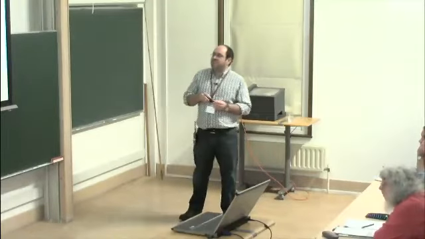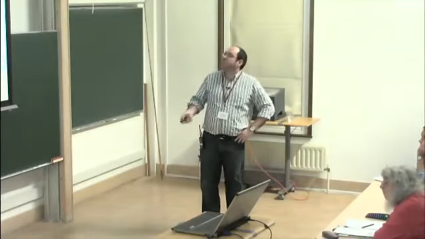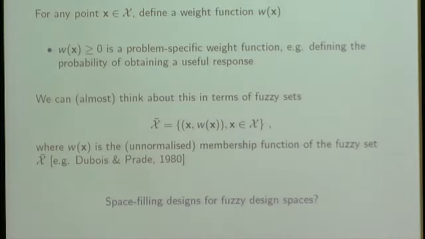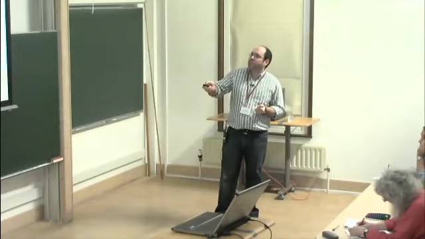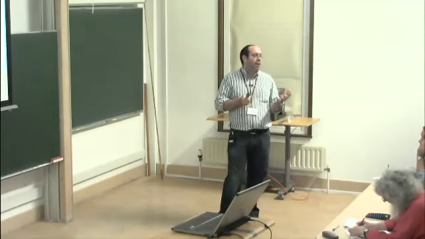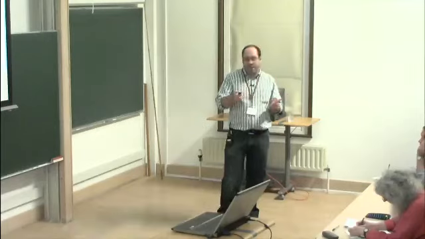Something I've been trying to think about recently is I think we can almost think about this in terms of a fuzzy set, where if our design region is curly x, then we can have a fuzzy set which takes the elements of curly x along with our weight function, which would be the unnormalized membership function for the fuzzy set, and then I think we can think about this as doing space-filling designs for fuzzy design spaces, which might be an interesting way of thinking about the problem. But however we think about our function w, it's clearly going to be a positive function which tells us how interested we are in different parts of the design space, wherever that's come from.